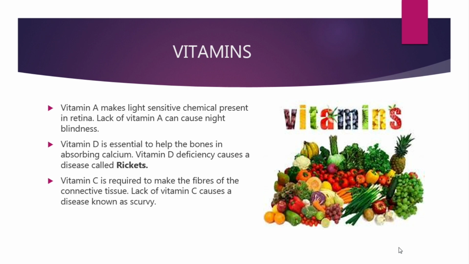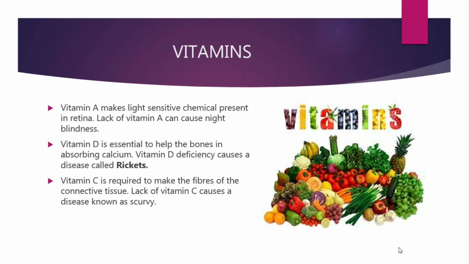Component is vitamin. So vitamin, first of all, vitamin A. Vitamin A makes the light-sensitive chemical present in the retina. Lack of vitamin A can cause night blindness. So vitamin A is responsible for making a light-sensitive chemical present in our retina, which we will study further on in this chapter on the eye. But if you have a lack of vitamin A, it can cause blindness or issues in your sight.